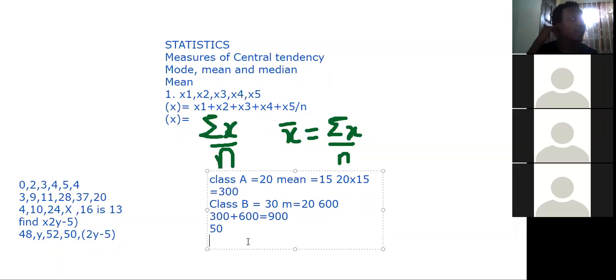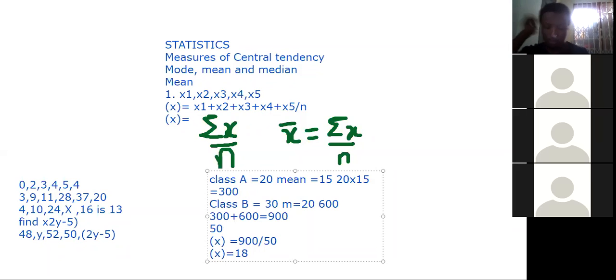Now, what we are finding is the mean, x bar, which will be equal to the summation of the two classes all over the number of students in the class. So we get 900 all over 50, and that should give us our answer. What are you getting? 18. 18. I hope everyone gets it. I hope you get it now.